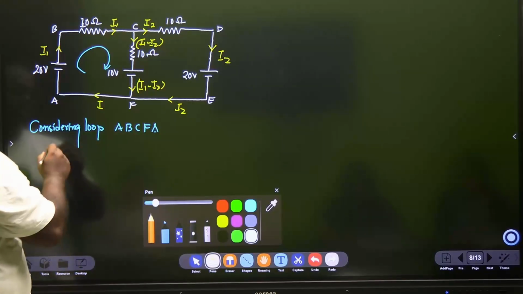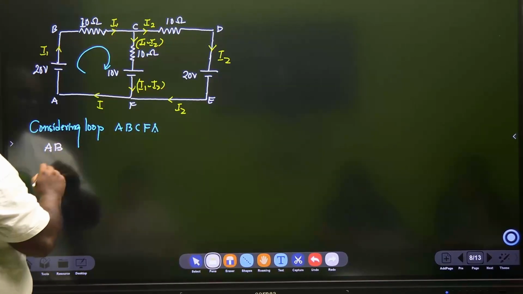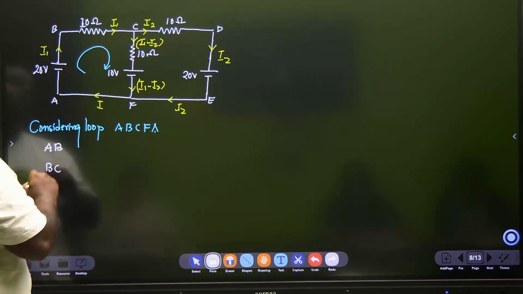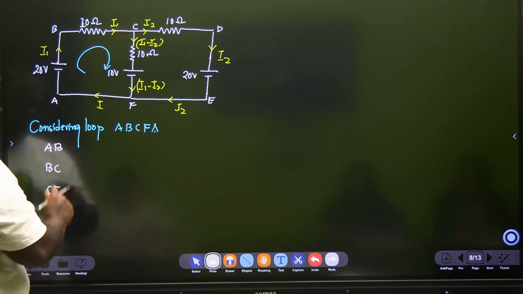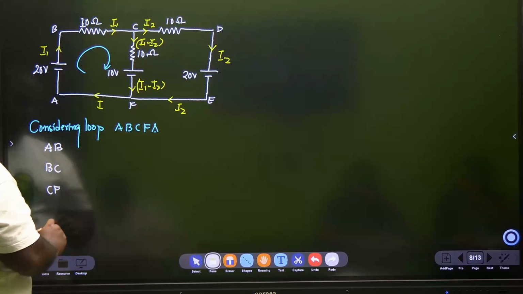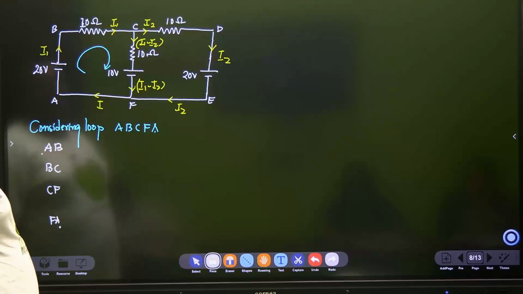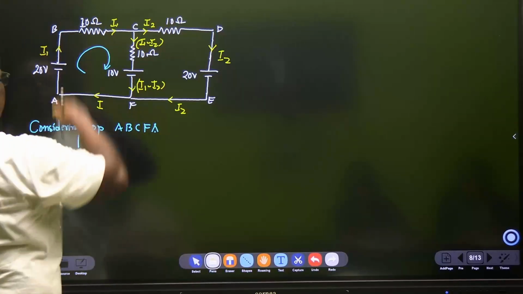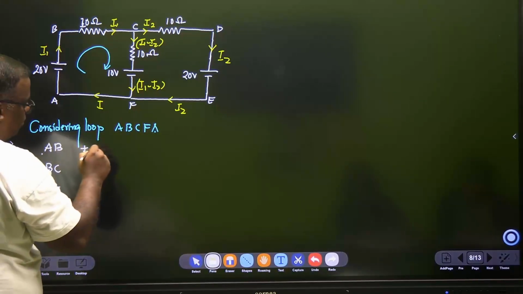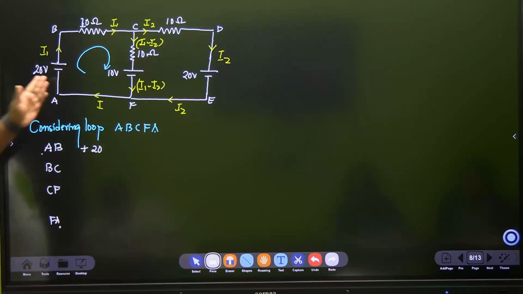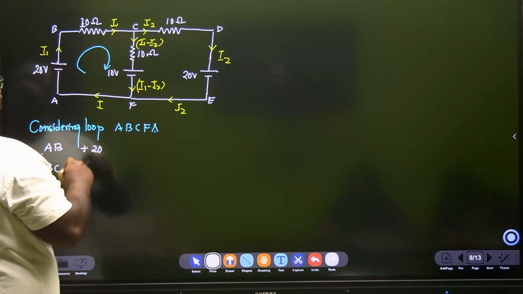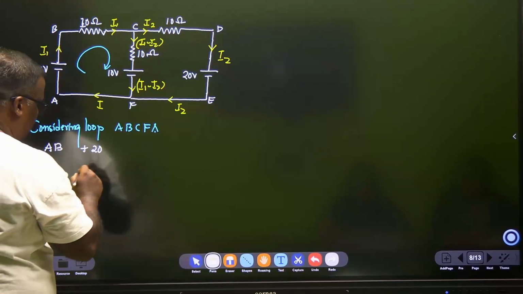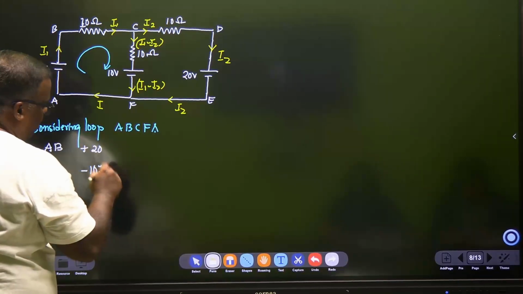So we start with AB. Something will happen at AB, something will happen at BC, and at CF two events will be happening, and then FA. Are we ending at the same place? Yes, we are ending at A. Tell me at AB, how are you going? You are having a positive drop of 20, a positive 20, lower potential to high potential. Then what is happening at BC? At BC, I have a negative 10 I1.